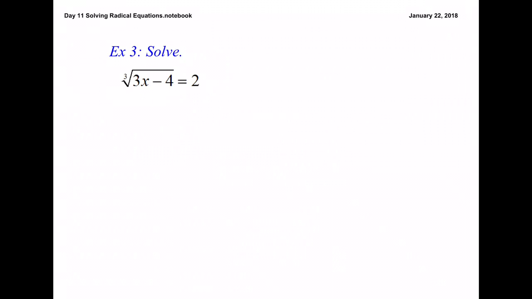Our next example, 3, notice our index change. So now we are talking about the cubed root. Well, to undo a cubed root, we can cube both sides. Remember, cubing means multiplying the number by itself 3 times. So 2 times 2 times 2 is 8. The inverse of a negative 4 is plus 4, which gives us 12. Inverse of multiplication is division, so we get x is equal to 4.